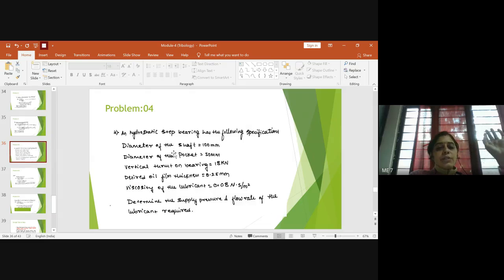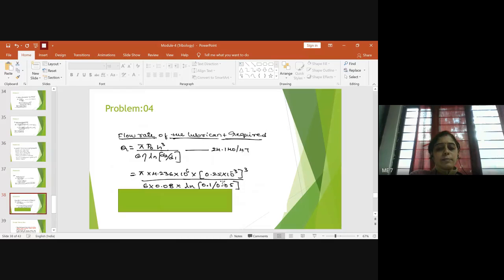See in the question the value of D1 and D2, how much it is. It is 100 mm and 50 mm. So kindly substitute the values in terms of meter. So D2 will be 0.1 and D1 will be 0.05 meters. So once this is done, kindly simplify and calculate and let me know what is the value you get for the flow rate. Do the calculation properly.